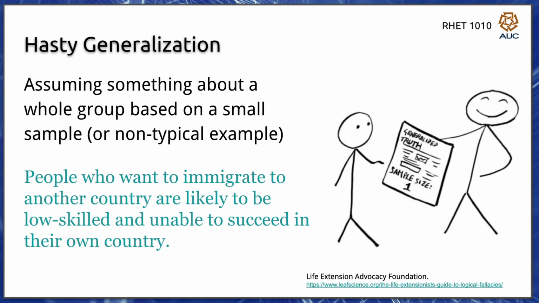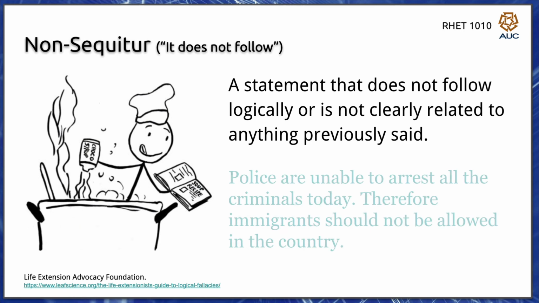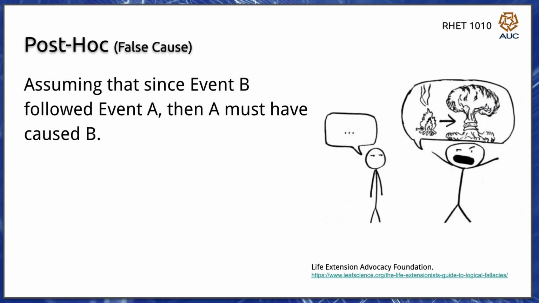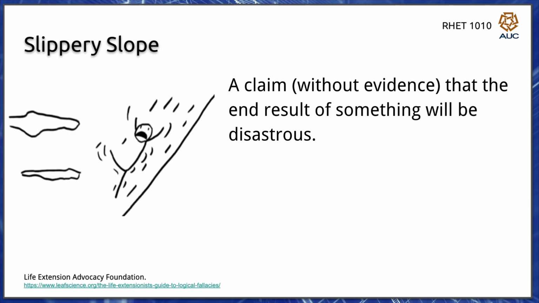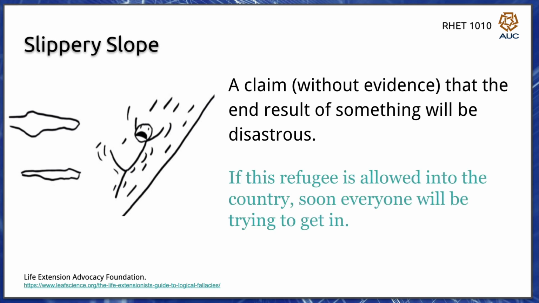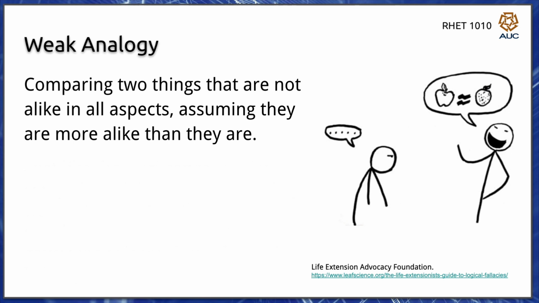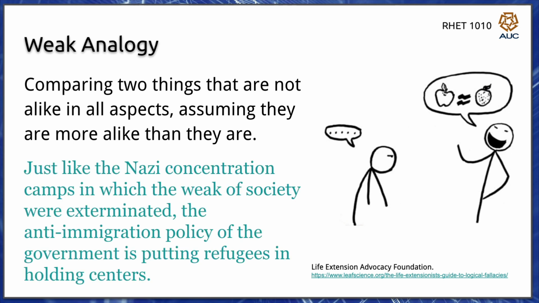The hasty generalization, assuming something about a whole group based on a small sample. The non sequitur, a statement that doesn't follow logically or is not clearly related to anything previously said. The post hoc, assuming that since event B happened after event A, then event A must have caused event B. The slippery slope, a claim without evidence that the end result of something will be disastrous. The weak analogy, comparing two things that are not alike in all aspects, assuming they're more alike than they are.